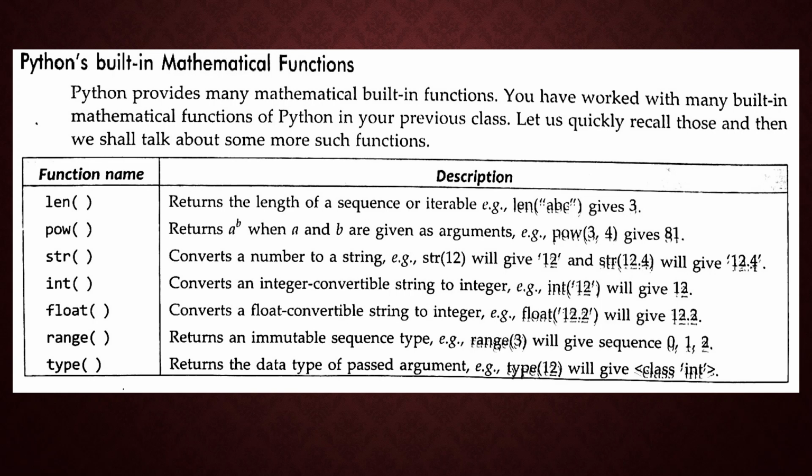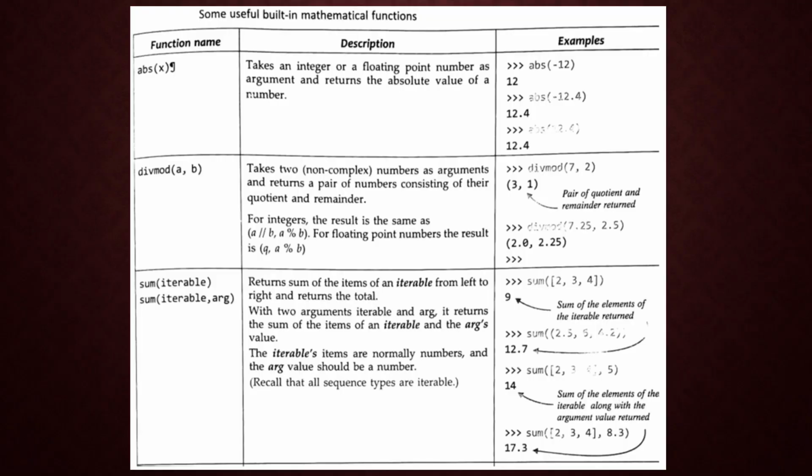The next function is type, which returns the data type of the passed argument. If type of 12 is given, it will display int. If type of '12' within single or double quotes is given, it will be considered a string. These are about Python's built-in functions, which you studied in last year's syllabus.